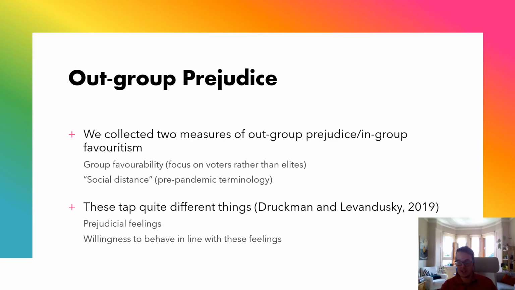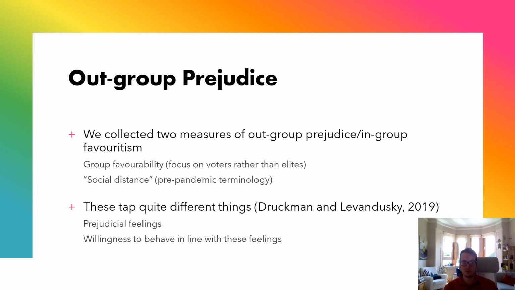So we've covered the identity aspect, and now we can pick up on the Outgroup Prejudice element. We collected 2 measures of this in wave 1 and 2 of the survey. So the first was group favourability, basically just asking respondents on a scale where 0 is very unfavourable and 10 is very favourable what they think of different groups of voters, and we focused on voters rather than the elites.